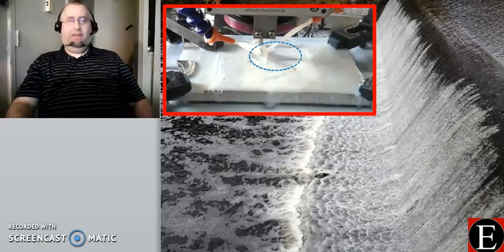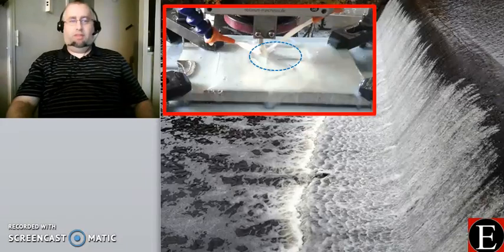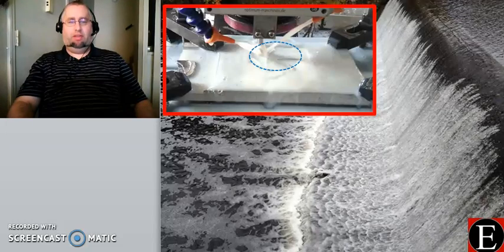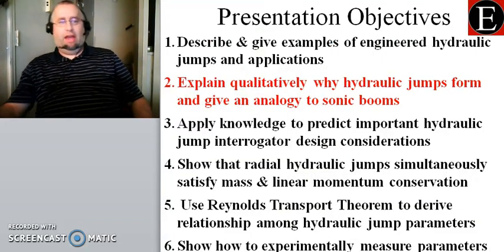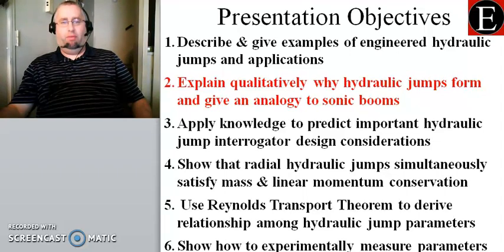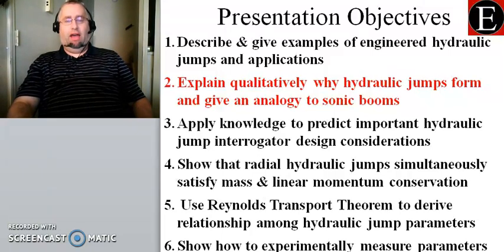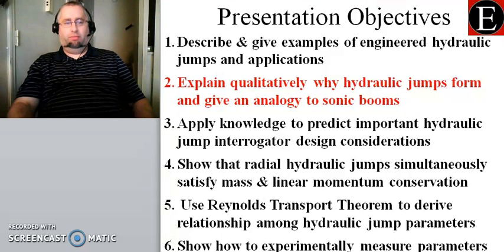This is the second video in the Reynolds transport theorem and radial hydraulic jump lecture. We stopped on this slide last time, but it was a good stopping place because we're about to transition to the next presentation objective, which is for me to explain, at least qualitatively at first, why hydraulic jumps form, and then to show you guys the analogy between hydraulic jumps and sonic booms.